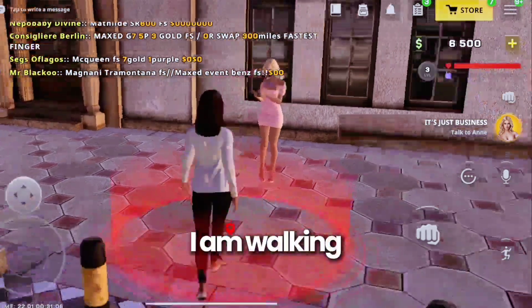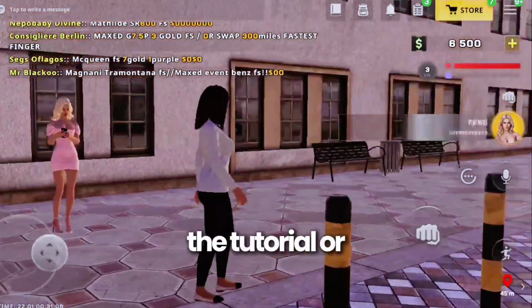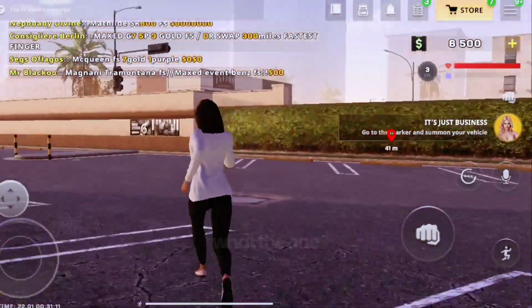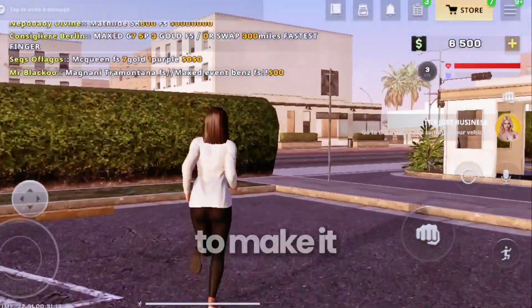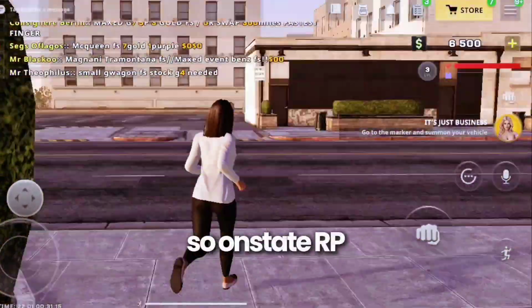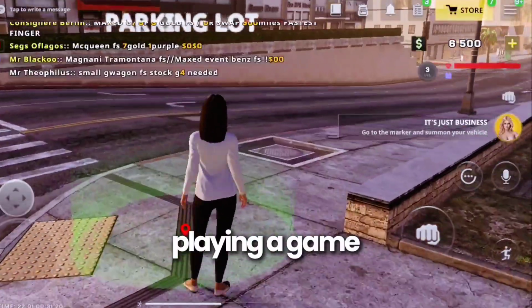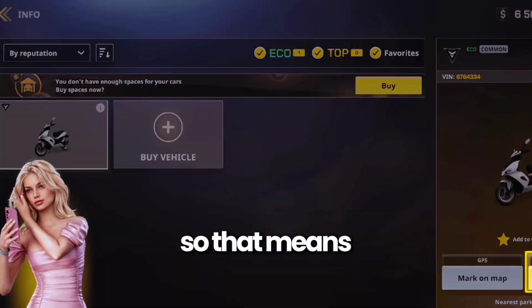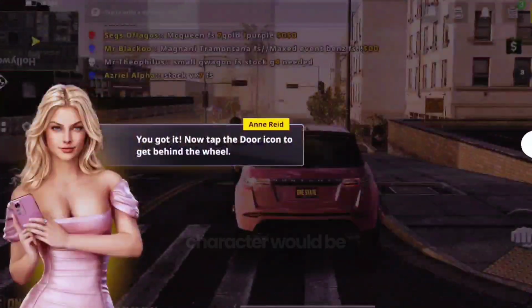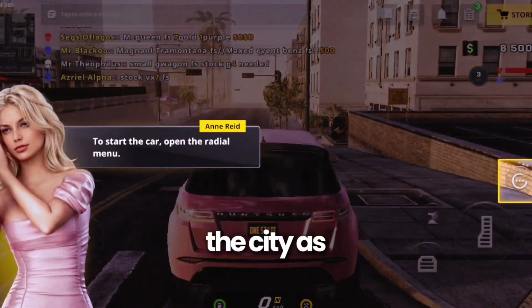While I am walking you through the tutorial tasks, I'm also going to be explaining what the Onestate RP game is all about and how to make it enjoyable for you as a person. Onestate RP is a roleplay game, and what that means is you are not just playing a game, but you are playing a character. So you're acting, thinking, and reacting as your character would, and you're treating the city as a real place.